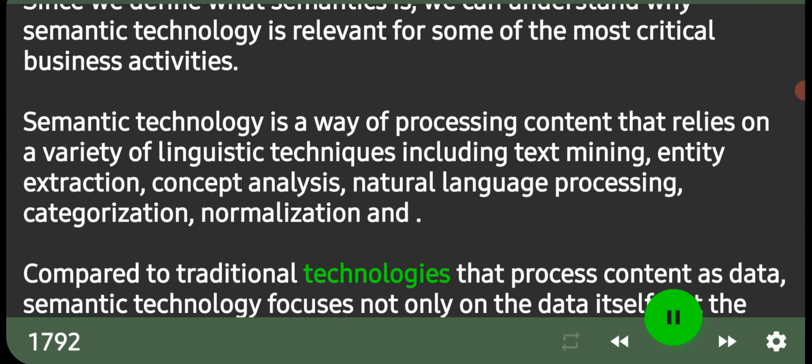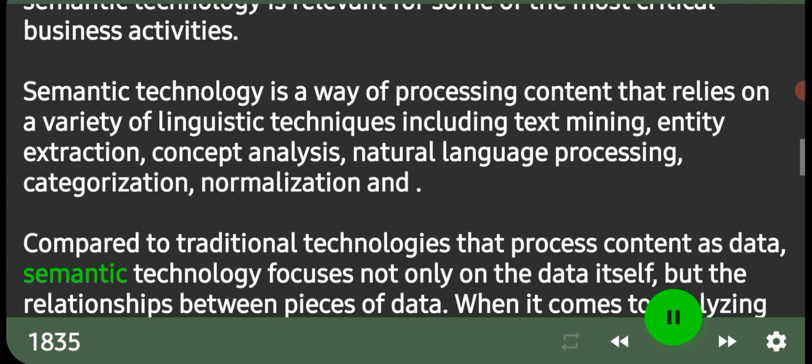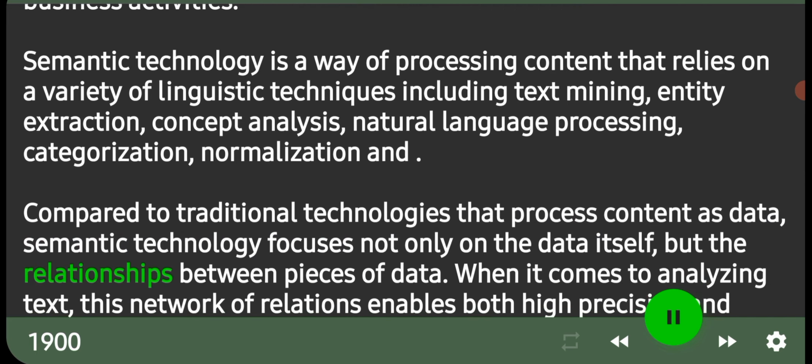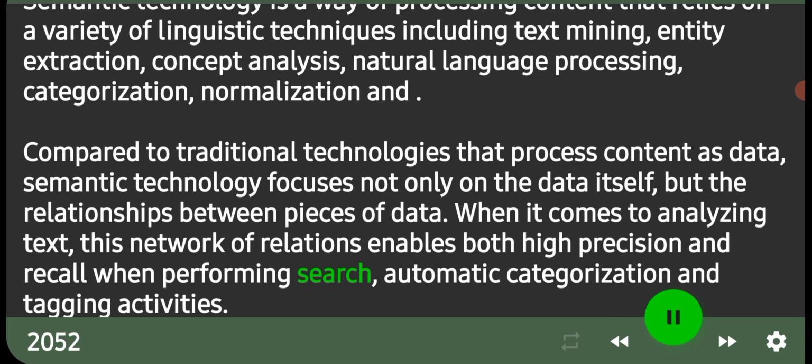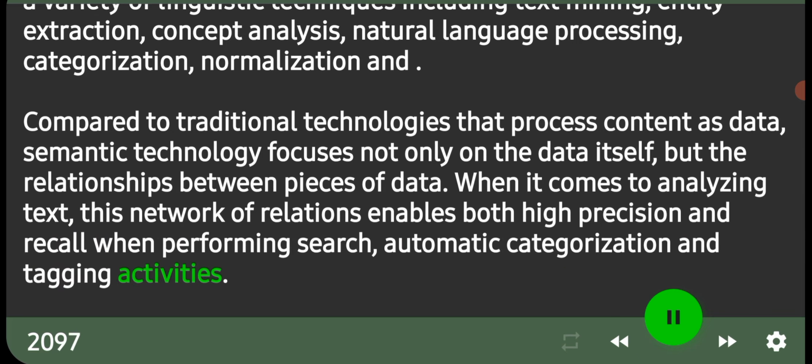Compared to traditional technologies that process content as data, semantic technology focuses not only on the data itself, but the relationships between pieces of data. When it comes to analyzing text, this network of relations enables both high precision and recall when performing search, automatic categorization and tagging activities.